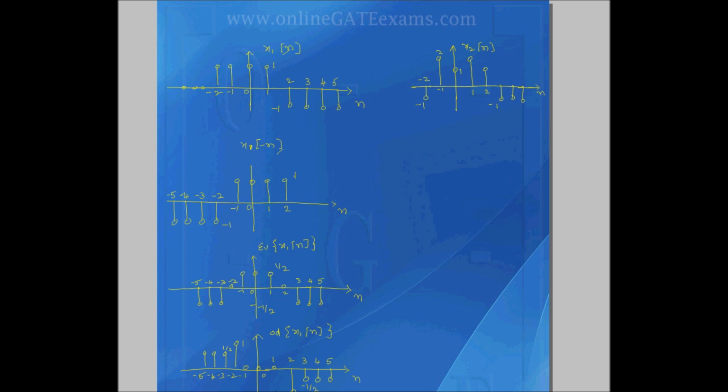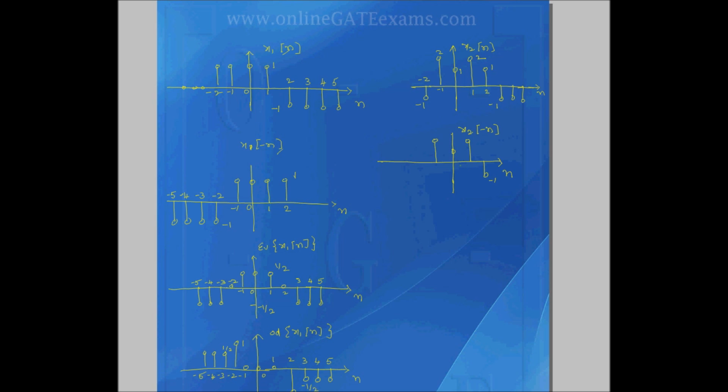Okay, right. So let us try to evaluate the even and odd parts of this signal. Clearly this will be 2, 1 and so on. So the first step is to find x2 of minus n. If you plot x2 of minus n, how does it look? Let us try to plot x2 of minus n. So it will look something like this.